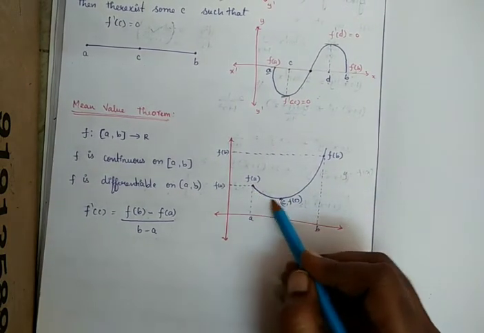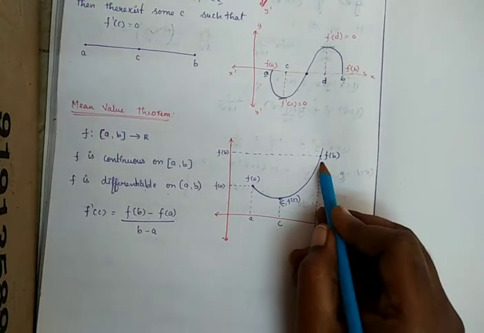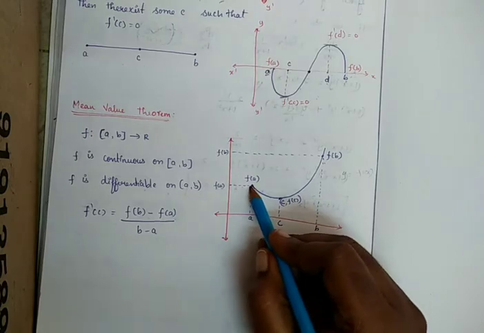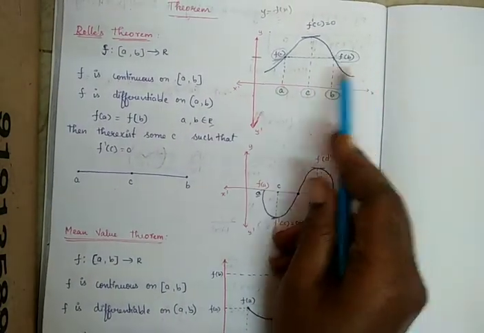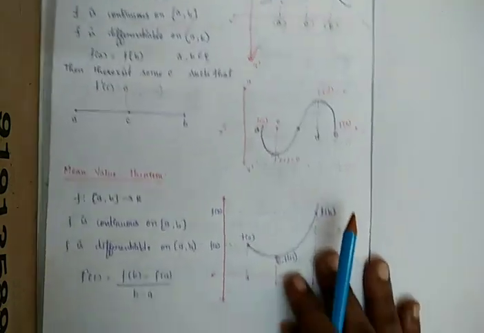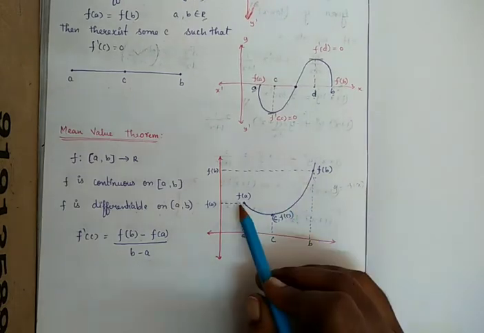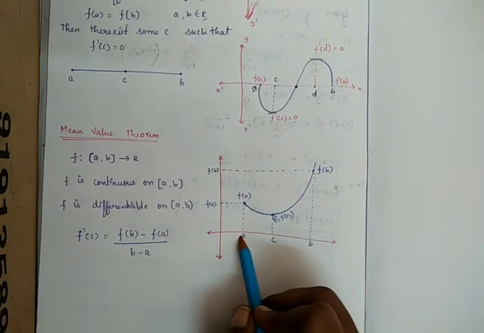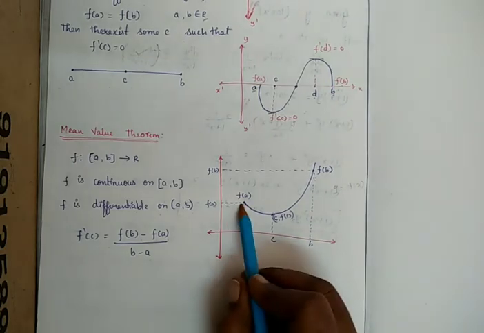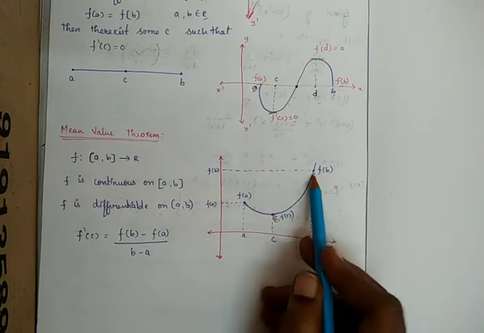See here, let us assume the function y is equal to f of x. For that I am getting a curve like this. Now f of b value is greater than f of a value. In Rolle's case we get f of a and f of b equal. Suppose f of b is more than f of a. Now see, when I apply the point A, I get this point f of A. When I apply the point B, I will get this f of B.